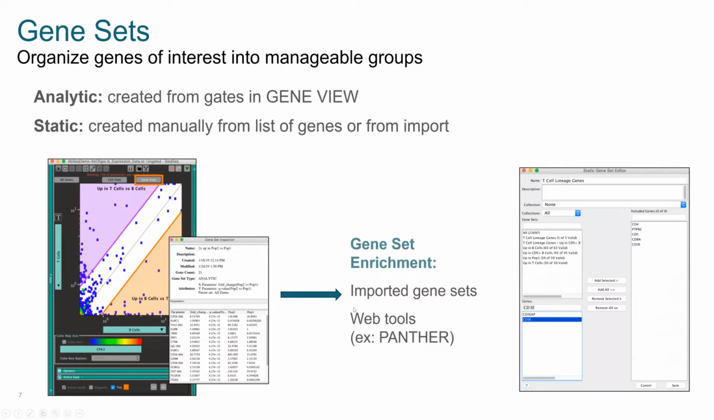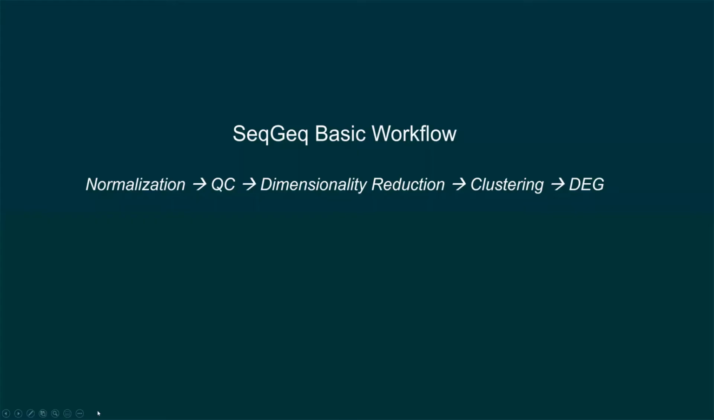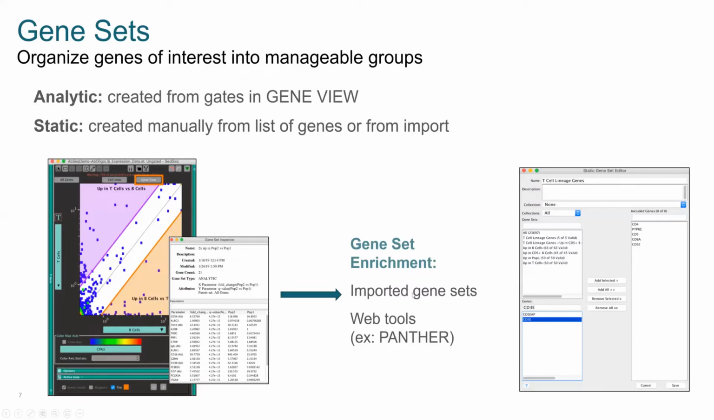And so this can be done natively within SeqGeek if you import gene sets, some of which are included with a free trial download of SeqGeek. Oops, let's go back one. So you can import gene sets and do that one way and do an enrichment test looking at gene sets that you've imported. But another way to do it is to use web tools, right?